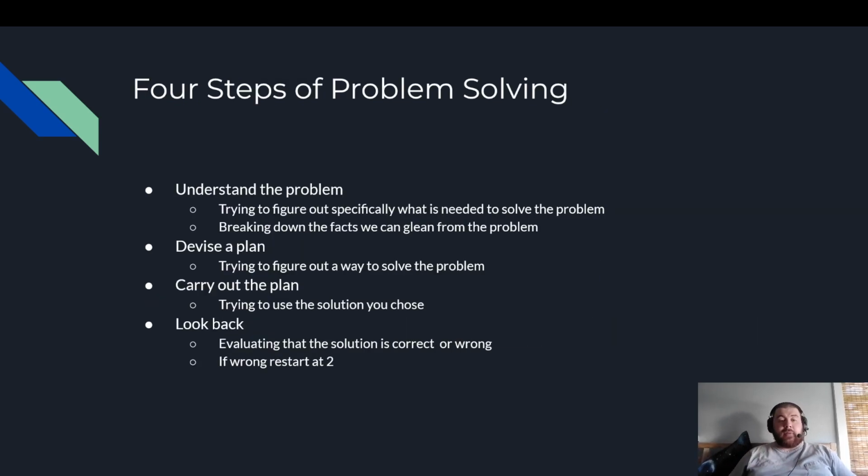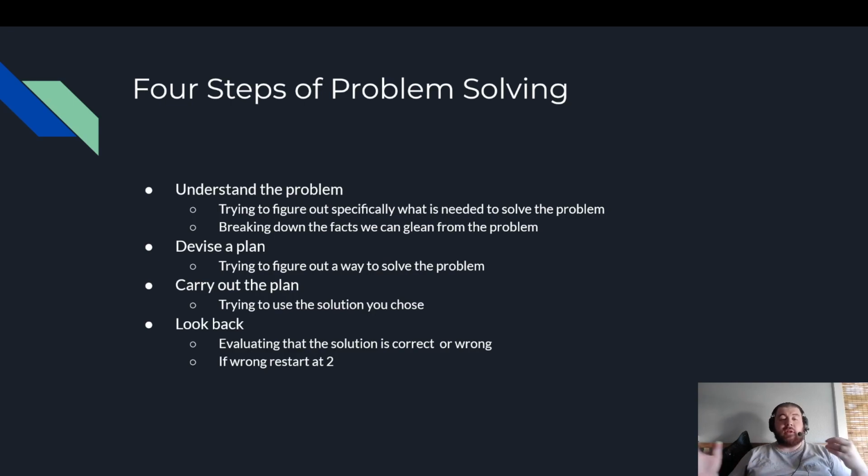The four steps of problem solving. One is understand the problem, two, devise a plan, three, carry out the plan, and four, look back. So understanding the problem, very simple, is really trying to figure out specifically what is needed to solve the problem. What maybe equation, what is the solution we're looking for, things like that.